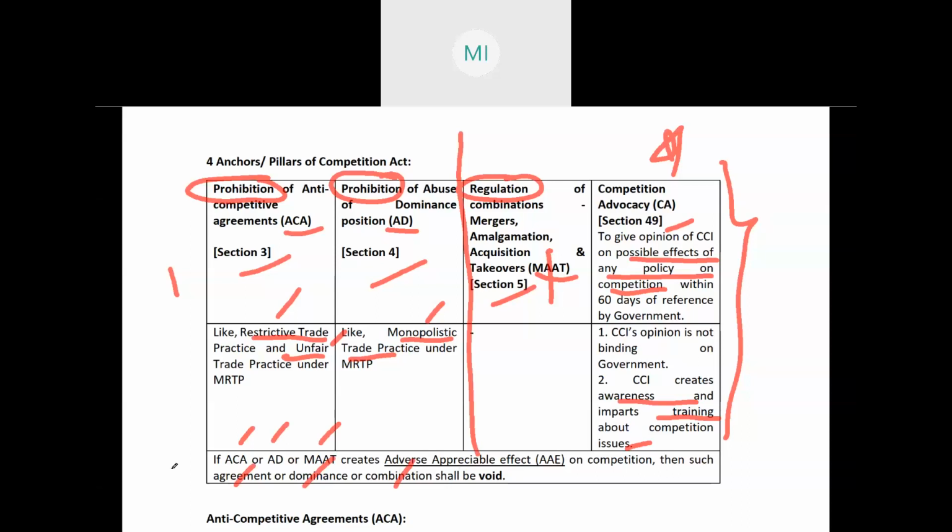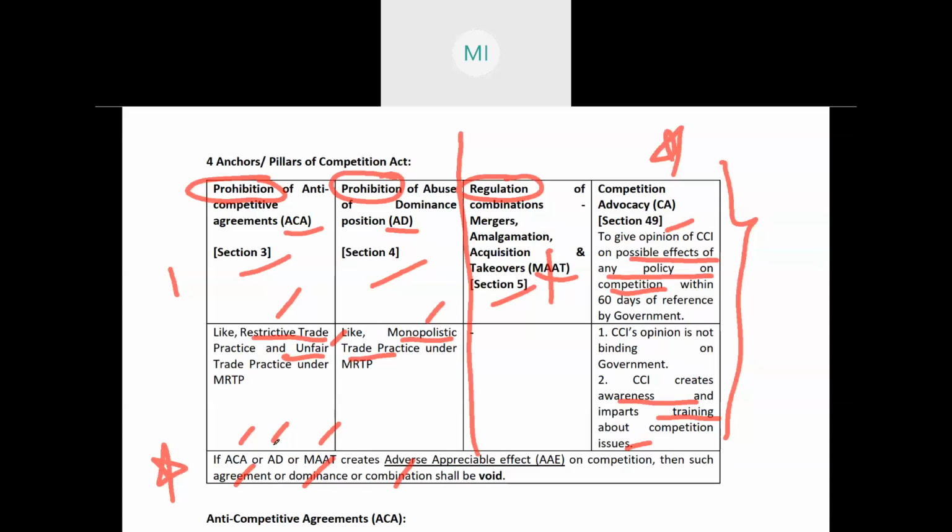This is very, very, very important. Before you understand the meaning, try to understand the concept. We'll understand the meaning of when it creates adverse appreciable effect later, for anti-competitive agreement, for dominance, for combination. But as of now, what you have to remember is, if they ask you a question on anti-competitive agreement, you only write: if an anti-competitive agreement creates adverse effect on competition, then such agreement shall be void.